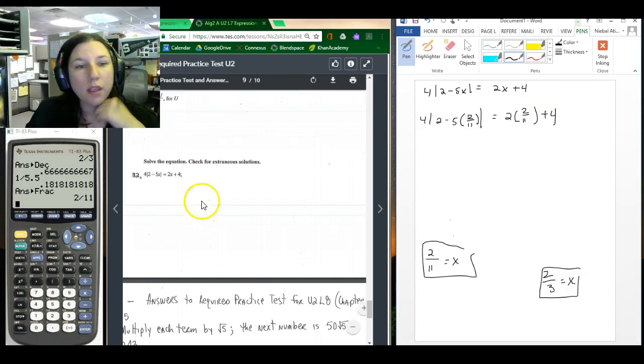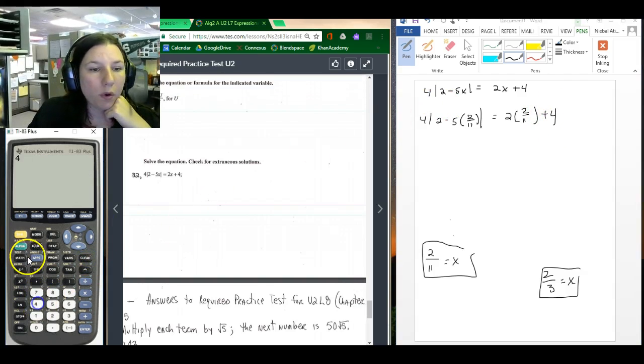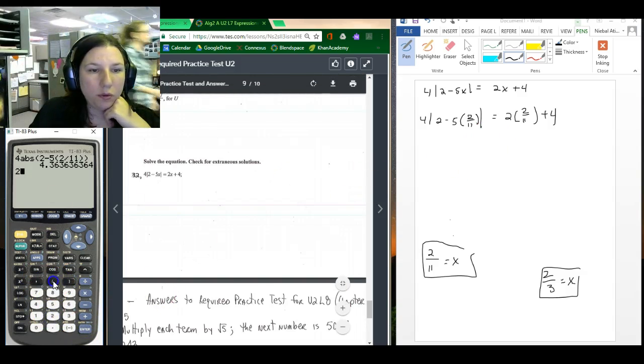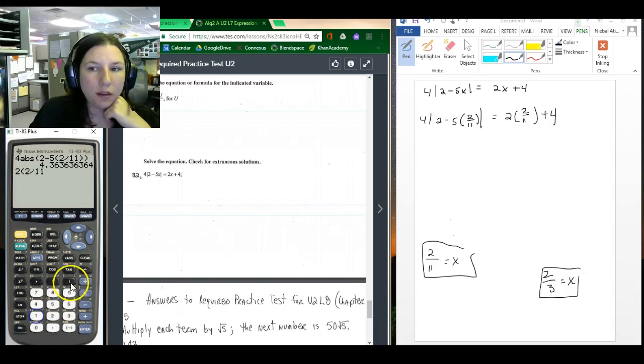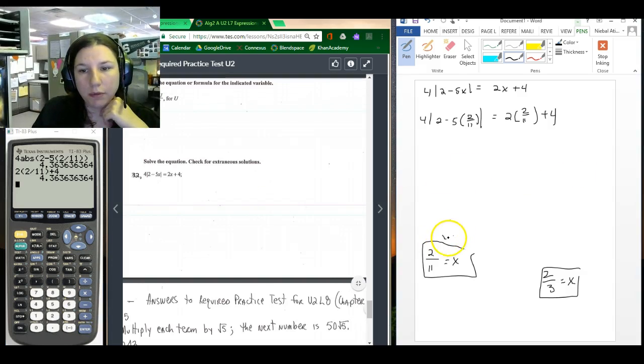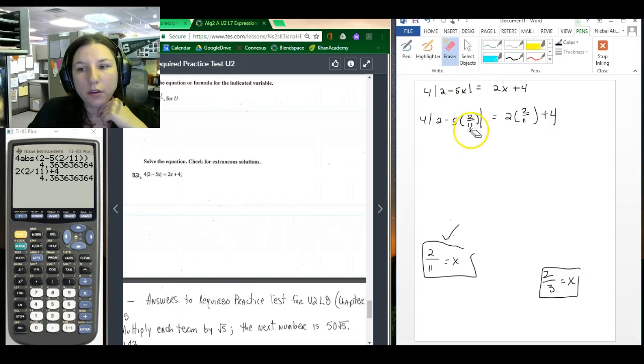So is that correct? So we'll do 4 times the absolute value of 2 minus 5 times 2 over 11. And does that equal 2 times 2 over 11 plus 4? Yes. So this is an acceptable solution. I'm going to do the same thing again, but this time we are substituting the 2 over 3, 2/3.